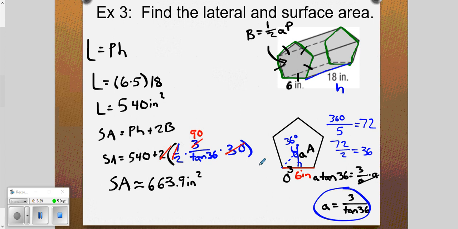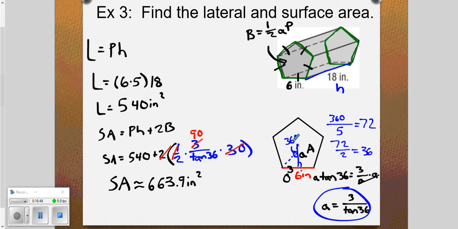So again, walking through this one, pentagons were our bases. To get the perimeter, we took 6 times 5, because there are 5 sides at a measure of 6 each. The 18 is connecting the bases, so it's the height, hence the 540. Down here, we redrew the base, so that way we had a little bit more room to work. We did what we did last chapter.